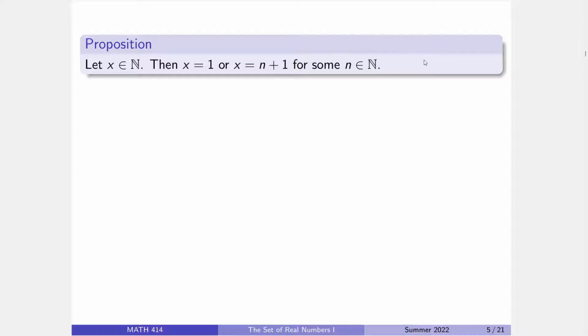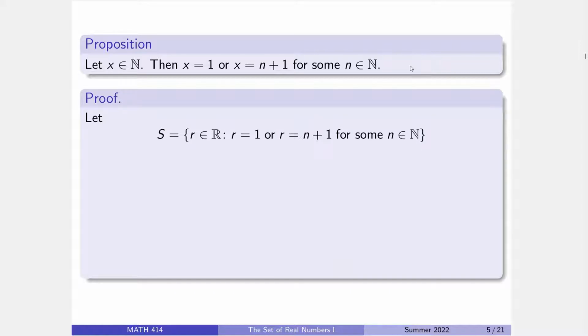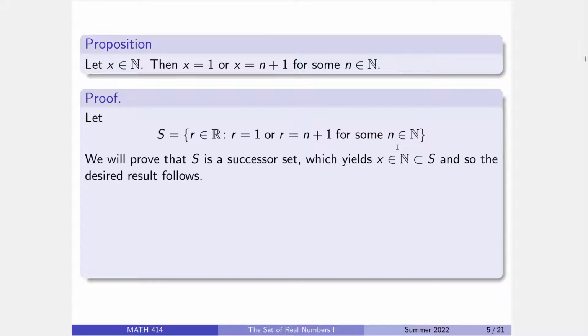But establishing the set of natural numbers as the smallest successor set allows us to prove this. So what do we need to prove? Well, I want to show that anything that's a natural number is either 1 or 1 plus some natural number. Well, let's let S be the following set. We'll prove that this is a successor set, and thus, since X is a natural number, it belongs to the successor set, which means that X has to be 1 or a natural number plus 1. Okay, so the set of natural numbers then is precisely the elements 1, 1 plus 1, 1 plus 1 plus 1, and so on and so forth.